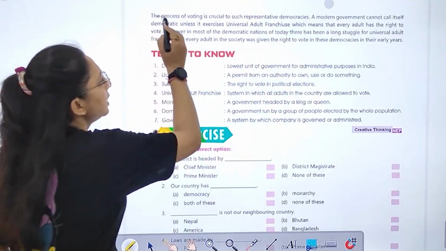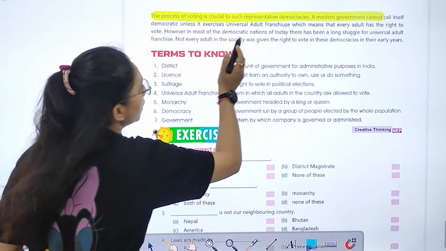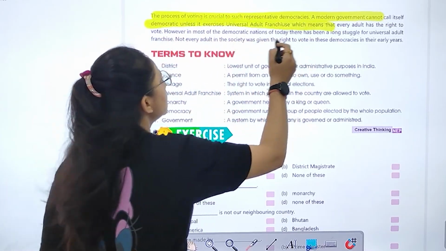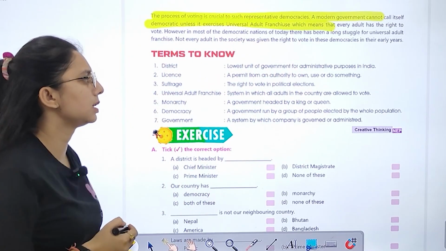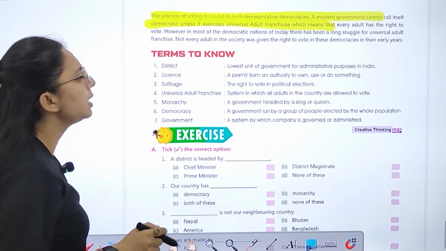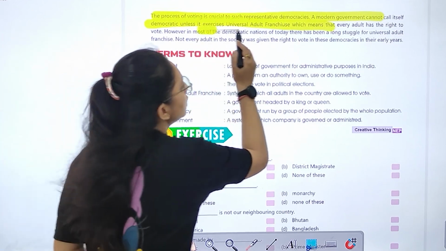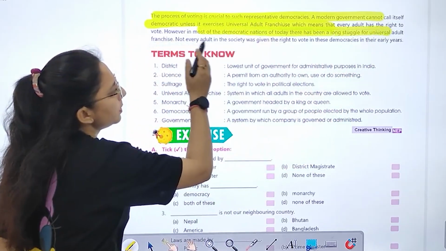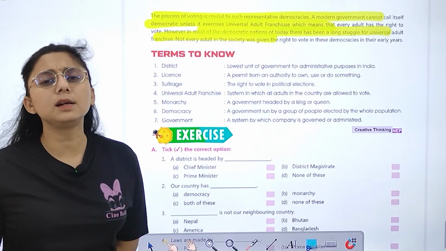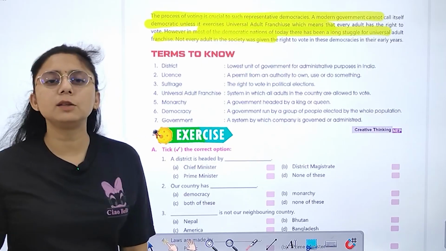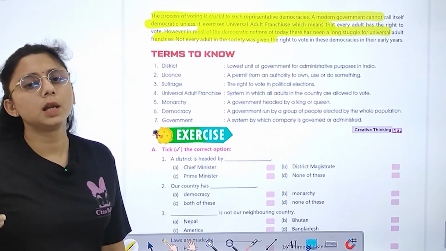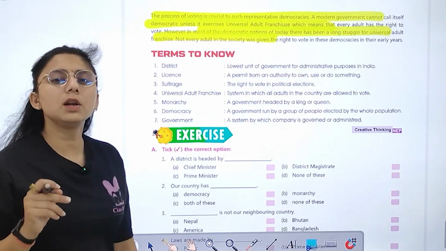The process of voting is crucial in such a representative democracy. A modern government cannot call itself a democracy unless it exercises universal adult franchise, meaning every adult has the right to vote. In most democratic nations today there has been a long struggle for universal adult franchise, and not every adult in society was given the right to vote. Earlier, not all adults had the right to vote. Right, this is all in this chapter.